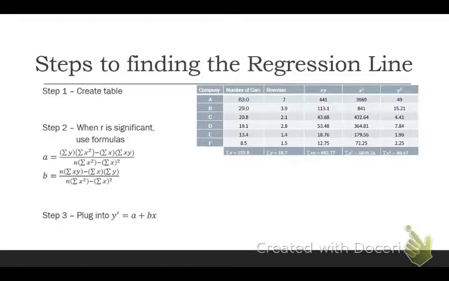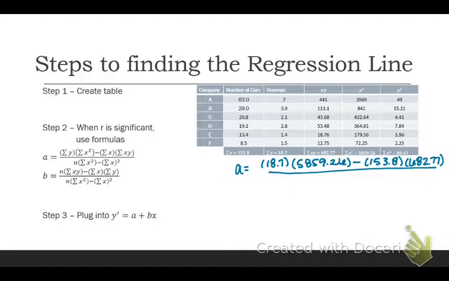We got A equals, and then sum of y is going to be 18.7, sum of x squared is going to be that 5,000, minus the sum of x, which is 153.8, times the sum of x times y, which is 682.77. All of that is going to be over the n, which on the Excel spreadsheet I did not put n because it looked silly. I put count. It's just the count of everything.